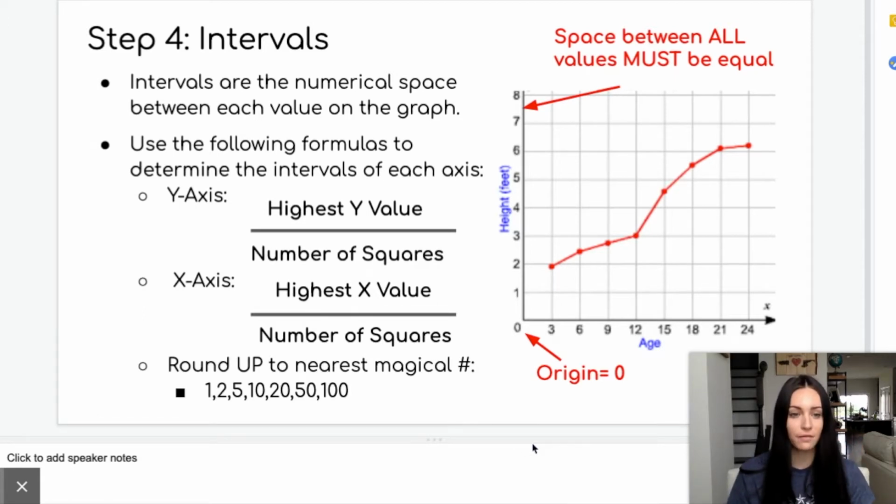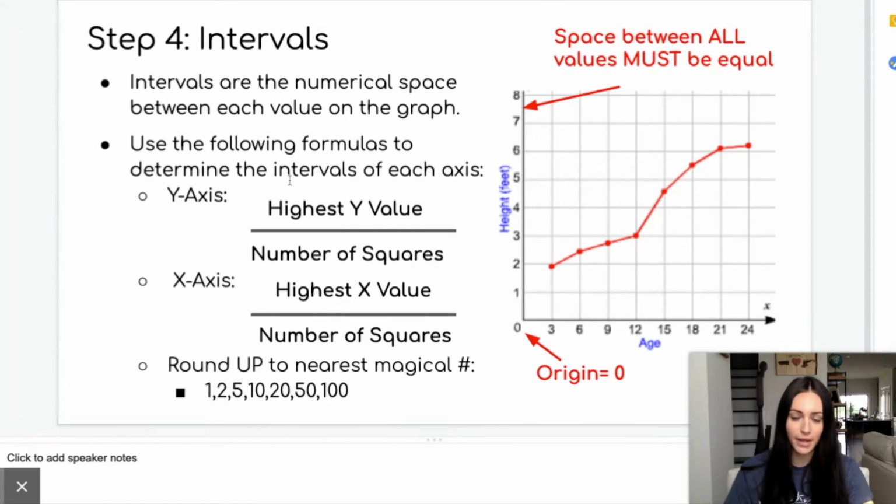Now, in order for your graph to be mathematically accurate, the amount of numbers in between each value needs to be exactly the same. And in order for all of your values to fit on your graph, it needs to be a specific number. In order to determine which number works best for the set of data that you have, we will want to use the formulas here. So to determine the interval for each of your axes, you are going to use these formulas.